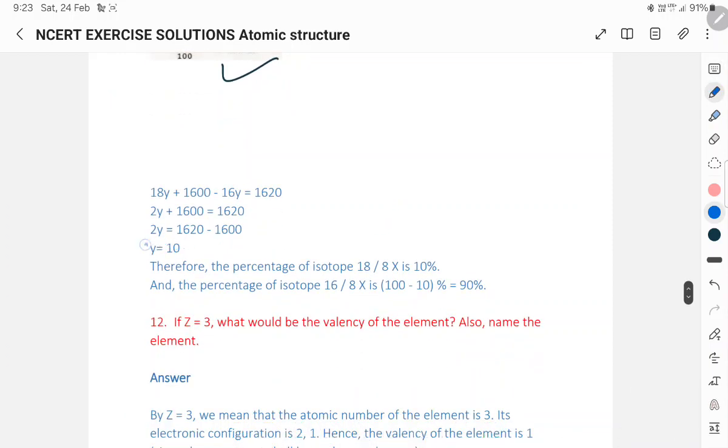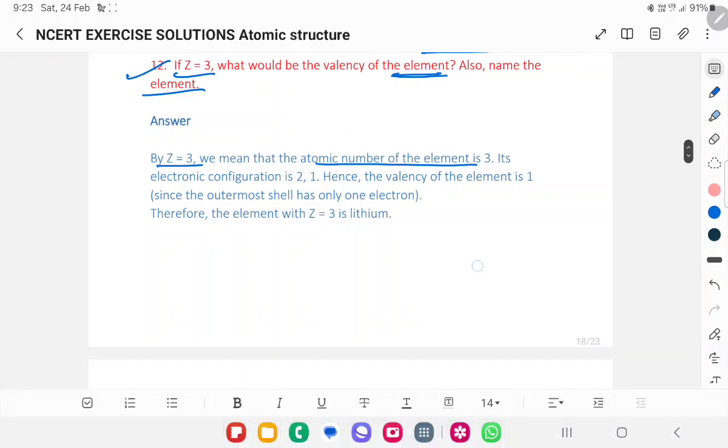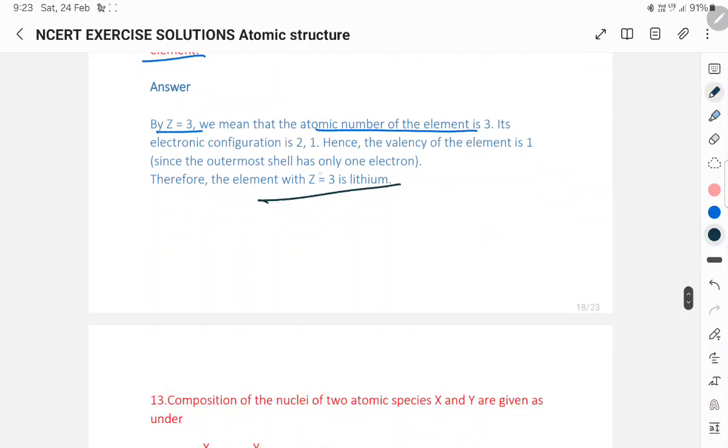We will get y equivalent to 10. If y is 10, then this isotope will be 10% and this isotope will be 100 minus 10, that is 90%, right? If z equivalent to 3, what would be the valency of the element? Also name the element. If z equivalent to 3, atomic number of element is 3 and its electronic configuration is 2, 1. So this element has valency 1 and this is lithium, right?